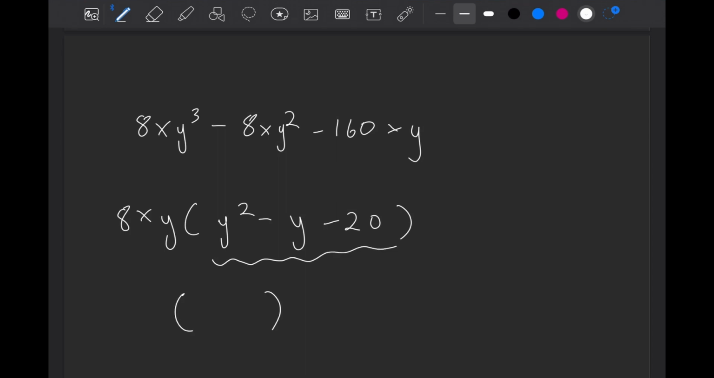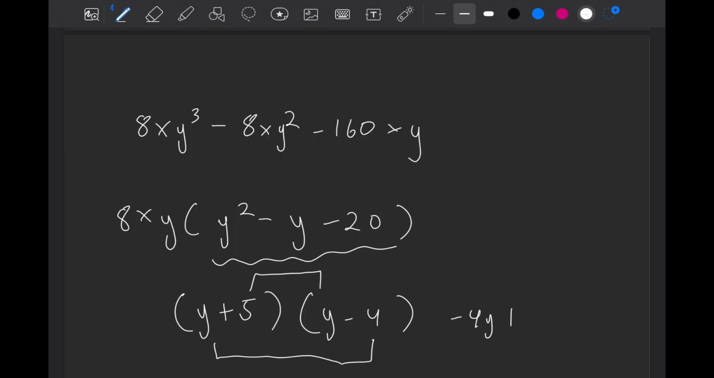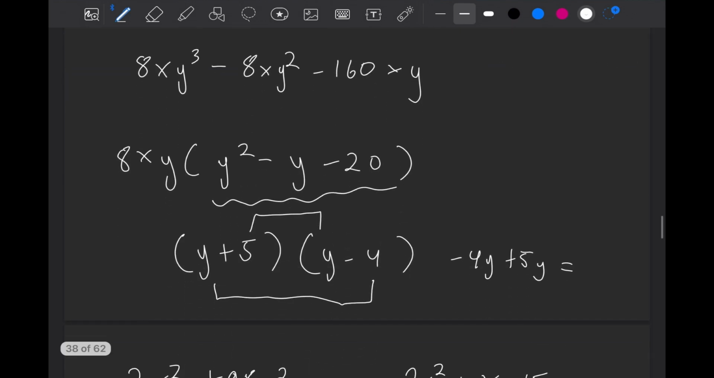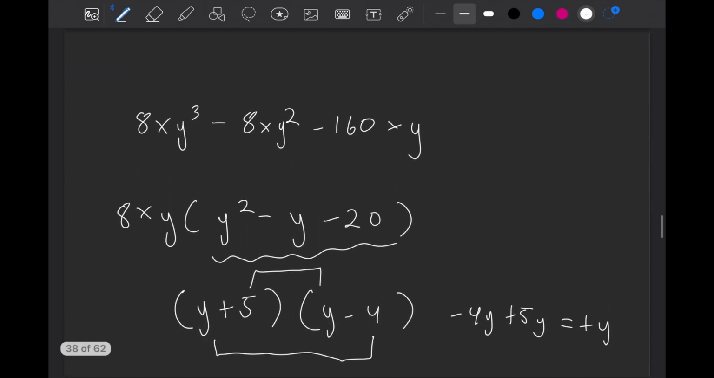So we would want to find numbers that multiply to get minus 20 and add to get minus 1. I'm going to make it incorrect first so I can show you how to check it. Let's try y plus 5 and then y minus 4. Then you're going to get minus 4y and then plus 5y. That would be plus y, which is not minus y. So that doesn't work, but that's very close.